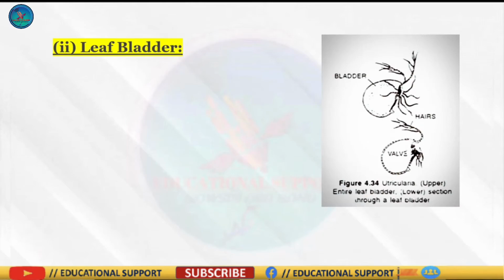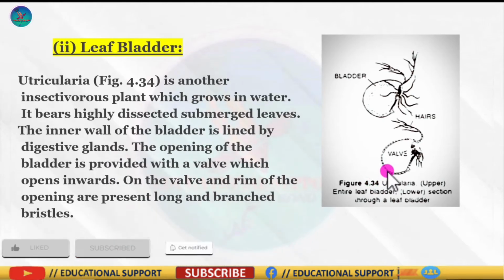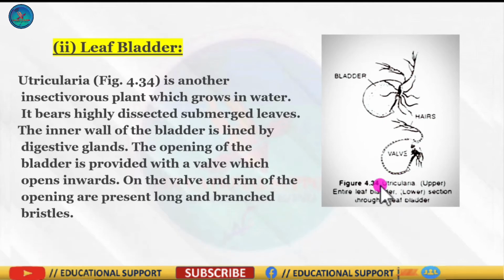Next, the leaf bladder. Utricularia, figure number 4.34, is another insectivorous plant which grows in water. It bears highly dissected submerged leaves, and some of the segments of the leaf are modified into bladders or utricles. You know that.